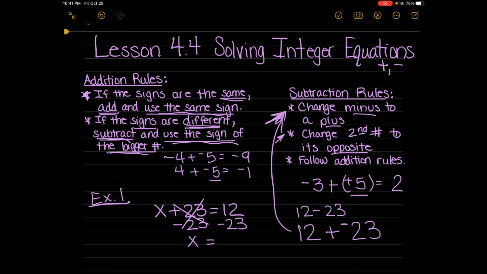So now that I've done that, 12 plus -23, I follow my addition rules up here. My addition rules say if the signs are different, I subtract. When I subtract those, I get 11. And I use the sign of the bigger number. 23 is bigger, so this is going to be negative. So my answer is x equals -11.